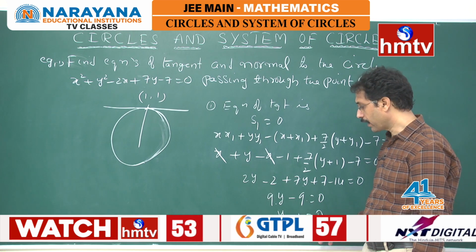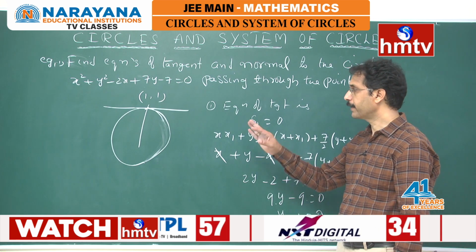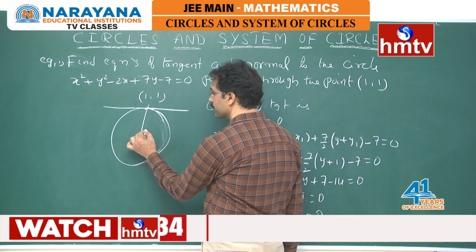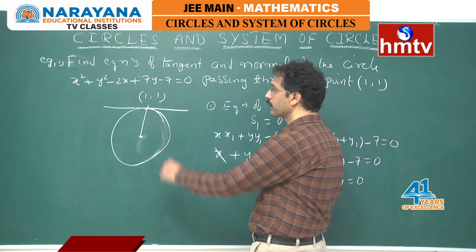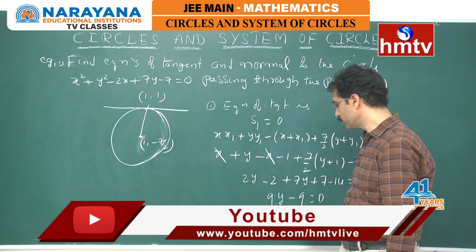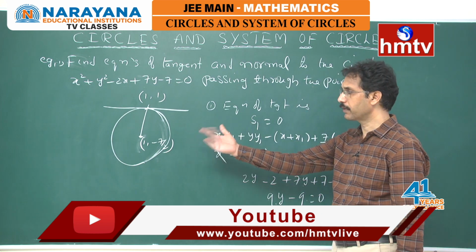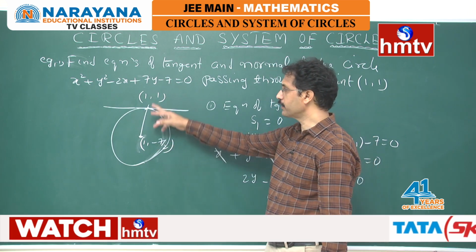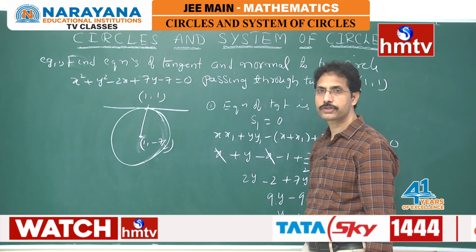So, the equation of the tangent we got is y minus 1 is equal to 0. That is a line parallel to the x axis. Now, we will find the equation of the normal. Already I said the normal always passes through the center. The center we have here is (1, minus 7 by 2), or else it is perpendicular to the tangent, passing through the center, or passing through the point of tangency. So the line joining these two can be taken as the equation of the normal.